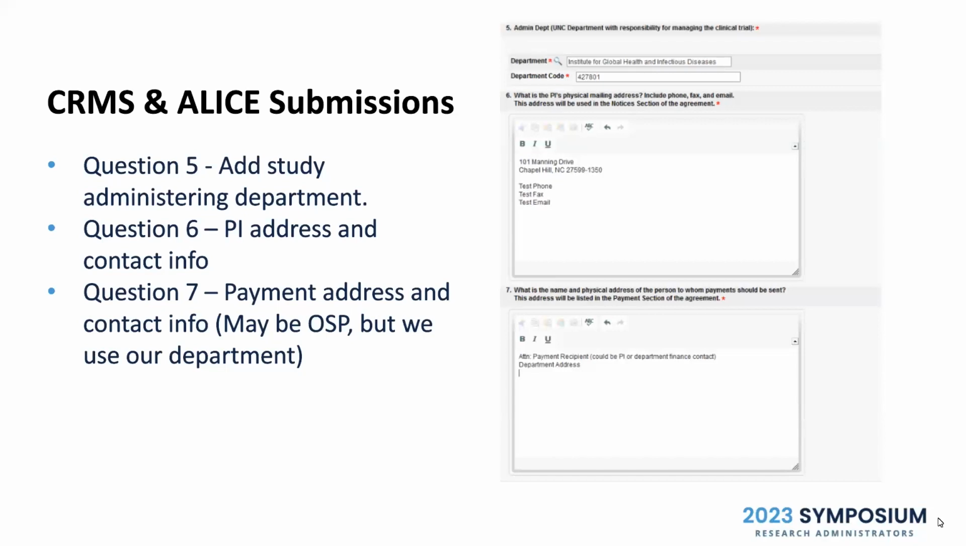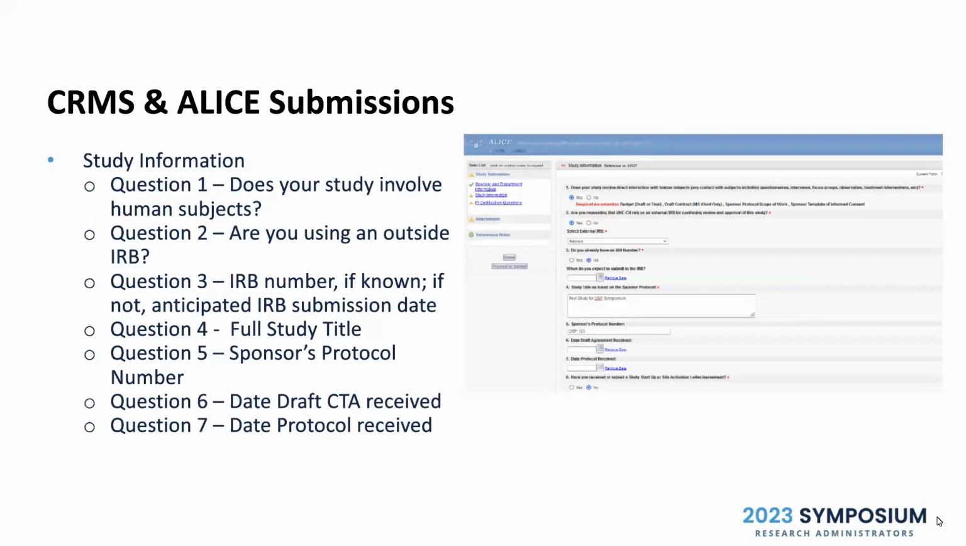Question 7 is where the payment information would go for the clinical trial. That might be the Office of Sponsored Programs, or it might be the department. For us, we have the checks come to our department directly. And there are a number of questions about the study itself. Will it involve human subjects? If you're using this system, most likely the answer to that is yes.